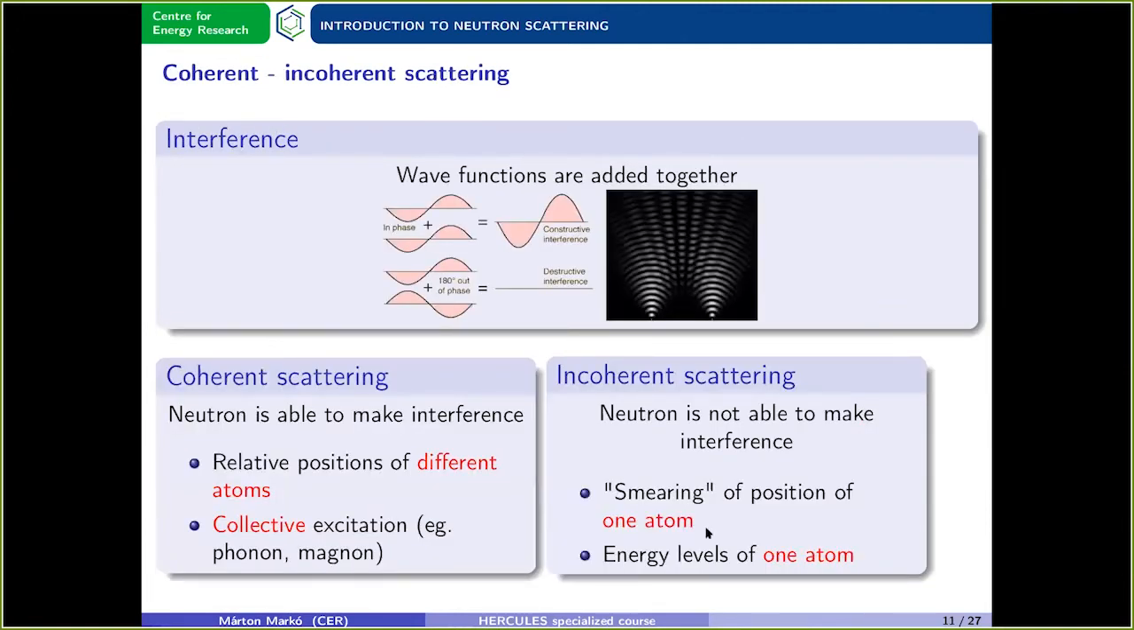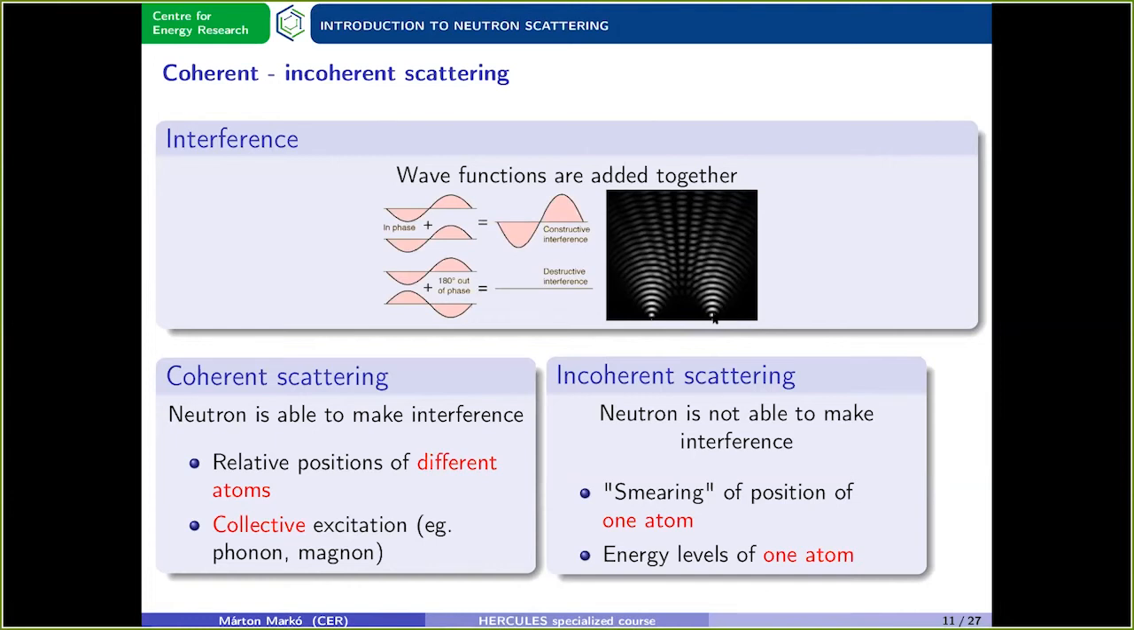And there is also coherent and incoherent scattering. Coherent scattering means that after scattering, the neutron can make interference with himself. Here we can see what is the interference. So if two waves are in phase, then we see a large intensity. If the two waves are just in antiphase, then we don't see nothing. Here is a famous two-slit experiment. Here we can see the interference fringes and how the intensity is changing after two-slit if we have a coherent source.